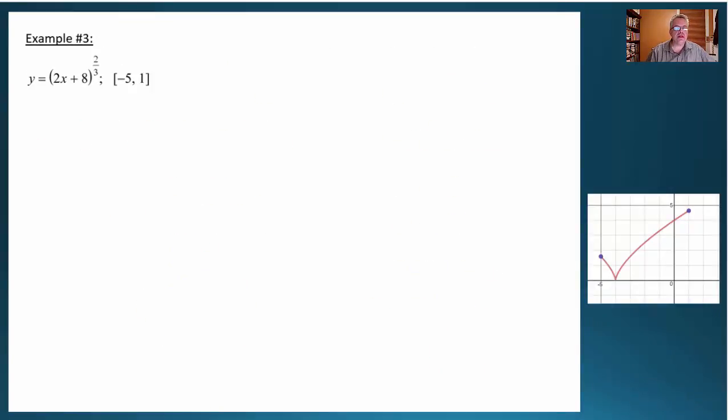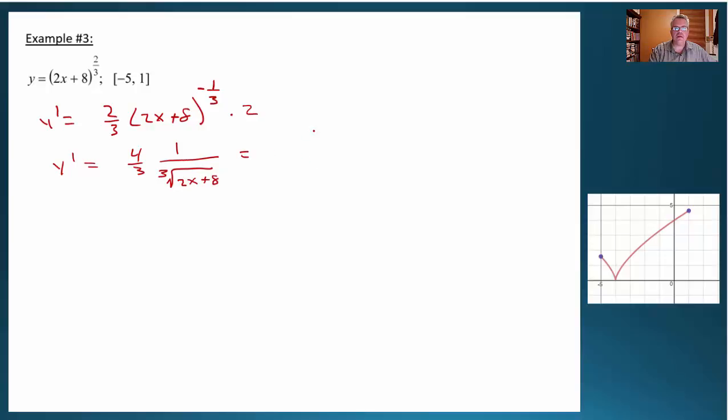This one has a rational exponent. Sometimes these with rational exponents have a place where the derivative is undefined. So let's see. y prime would be 2/3, 2x plus 8 to the 1 less power, which would be minus 1/3, times the derivative of the inside function. So we're using the general power rule. And we get y prime is 4/3. If I write this as a radical, it's 1 over cube root of 2x plus 8, which is the same as 4 over 3 times the cube root of 2x plus 8.